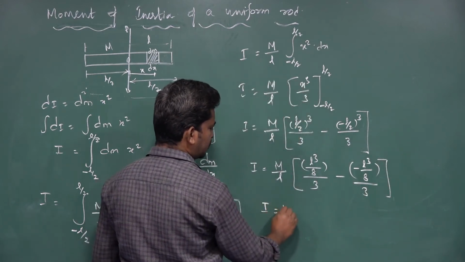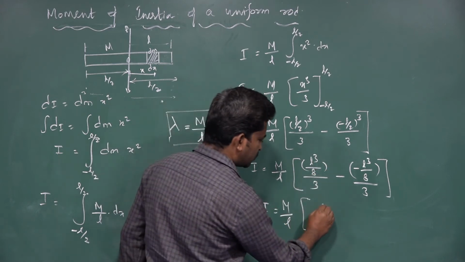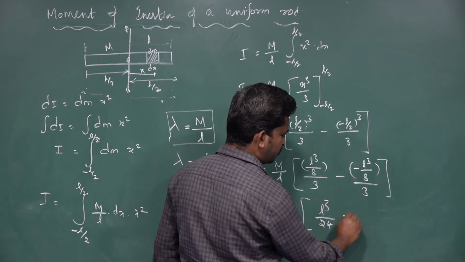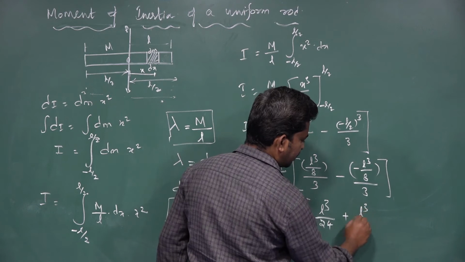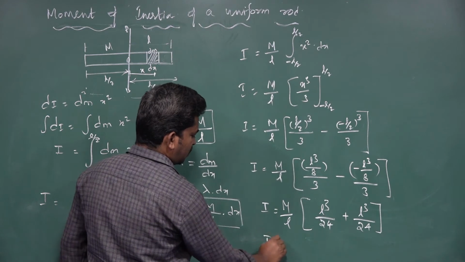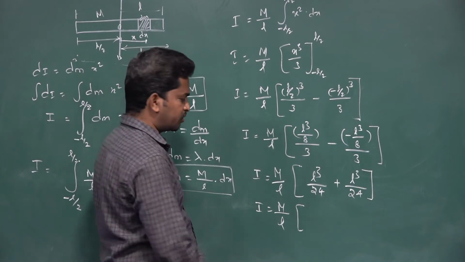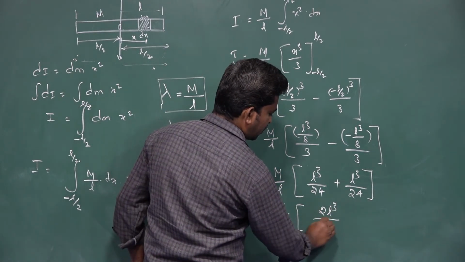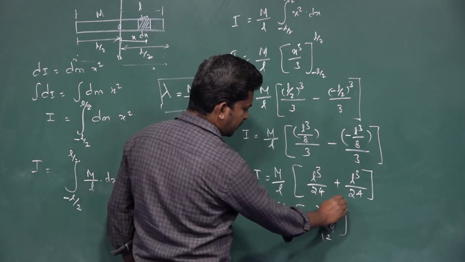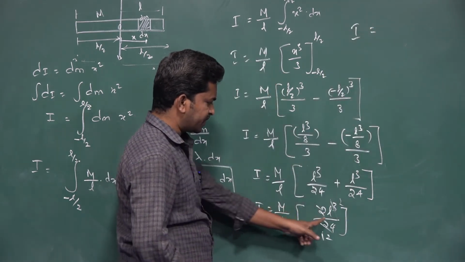So I is equal to M divided by L into L cube divided by 8 into 3, so L cube divided by 24, minus into minus, so plus, L cube divided by 8 into 3, which is 24. So I is equal to M divided by L into L cube by 24 plus L cube divided by 24, which is equal to 2 L cube divided by 24. So 2 cancels, this is 12, and L cube cancels with L to leave L square.